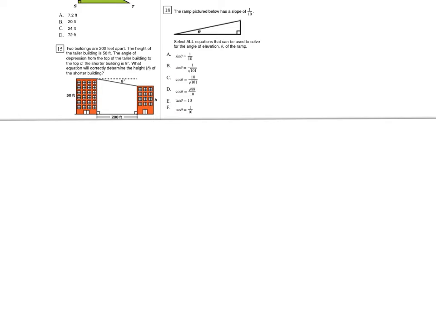All right, next up here, it says the ramp pictured has a slope of 1 over 10. So we kind of know here that slope is rise over run. So I'm going to label those as 1 and 10 respectively, just kind of remembering what I know about slope. And then it looks like I do need to find that hypotenuse. So I'm going to say 10 squared plus 1 squared equals c squared. So it's 101 equals c squared. So I'm going to call this the square root of 101. And so A would be wrong because it needs to be 1 over root 101, so B is correct.